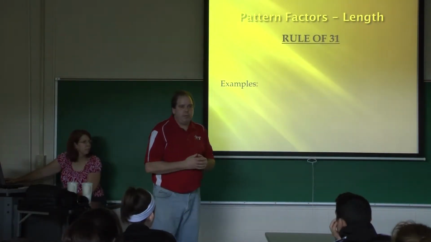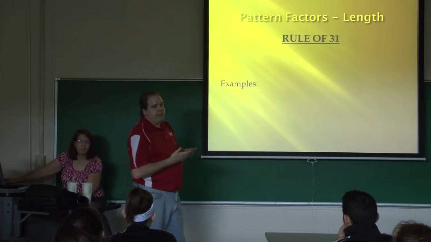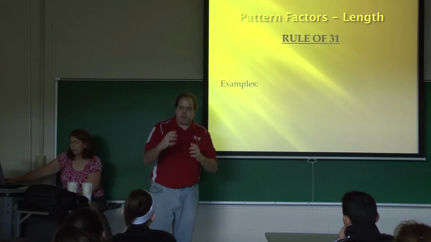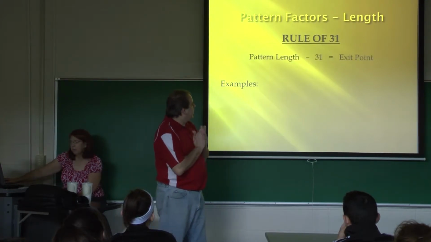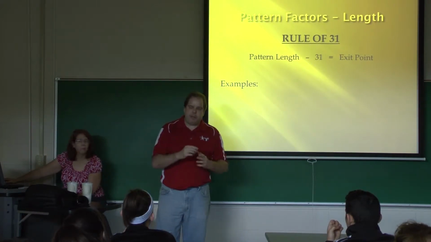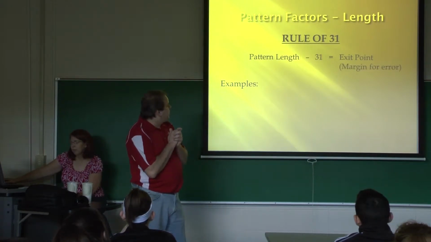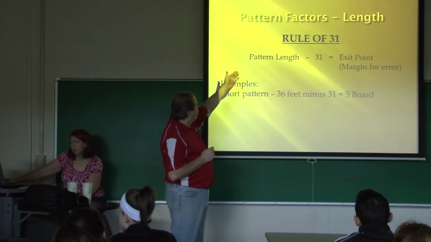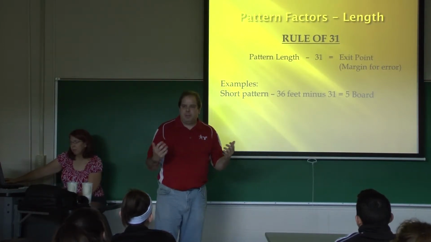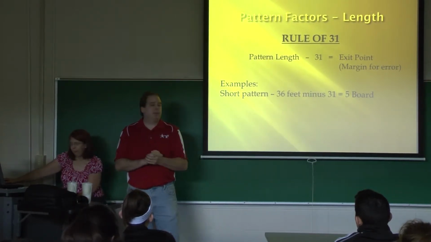Based off of that, on the next slide, does everybody know the rule of 31? It's pretty common. It's gotten around, and in all the tournaments that I've done, I say this plays into effect 99% of the time. It's a good way to start. What you do is you take the length of the pattern minus 31, and that gives you the exit point, the particular board on the lane that your ball should come off the oil pattern to give you the most margin for error. All right? So if I have a 41-foot pattern minus 31, your exit point should be somewhere around 10 board. And by doing that, you have a little room to the right, a little room to the left. That's your little window of opportunity, I like to call it.